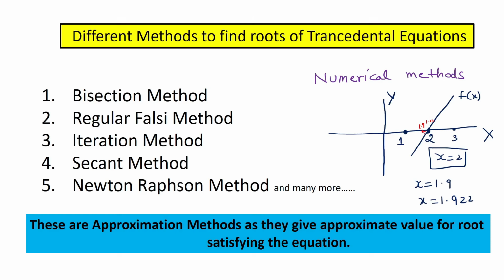So that means you will get a nearby value, not the actual value or the actual root for this equation. And you may also get a nearby value toward this side, likewise 2.1 or something. So you may say that these methods are giving me the approximate value or the nearby value, not the exact value of the root.